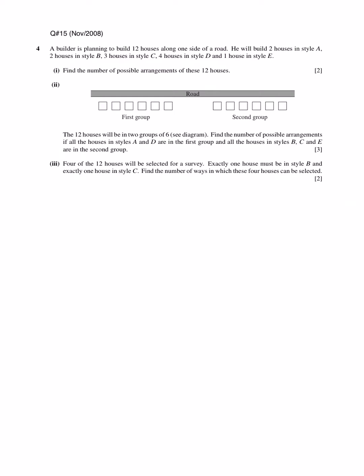Alright, it's November 2008. Our builder is planning to build 12 houses along one side of a road. He will build two houses in style A. For B, it has two houses in the same style. C has three, D has four, and E has only one.